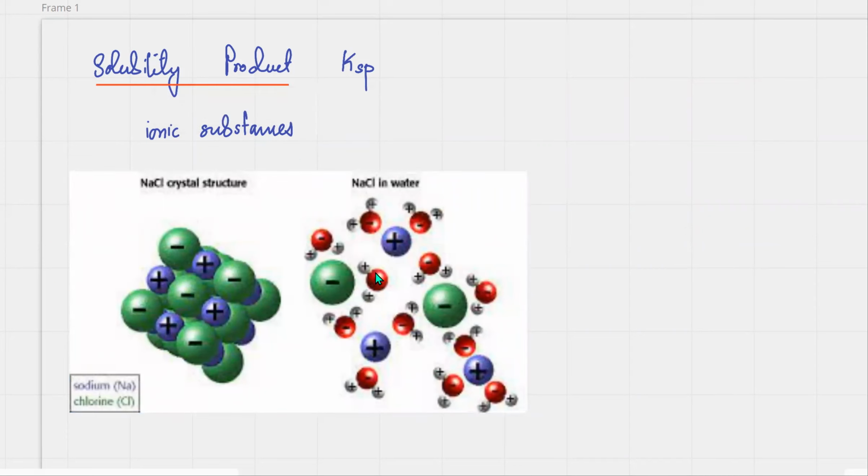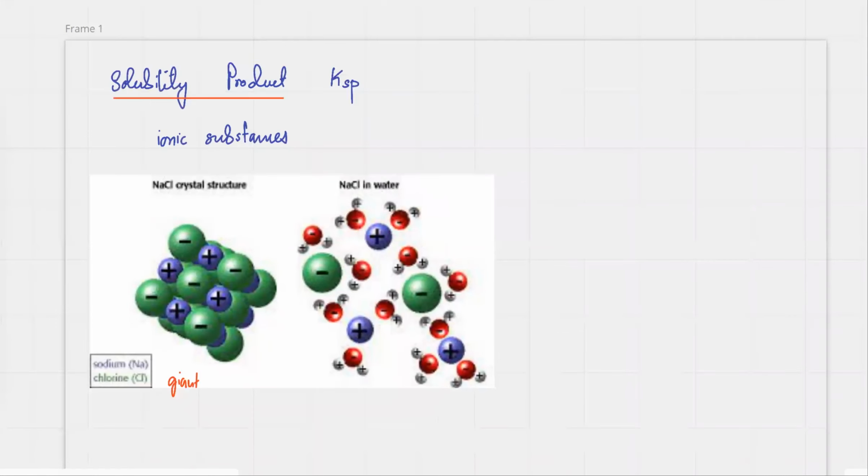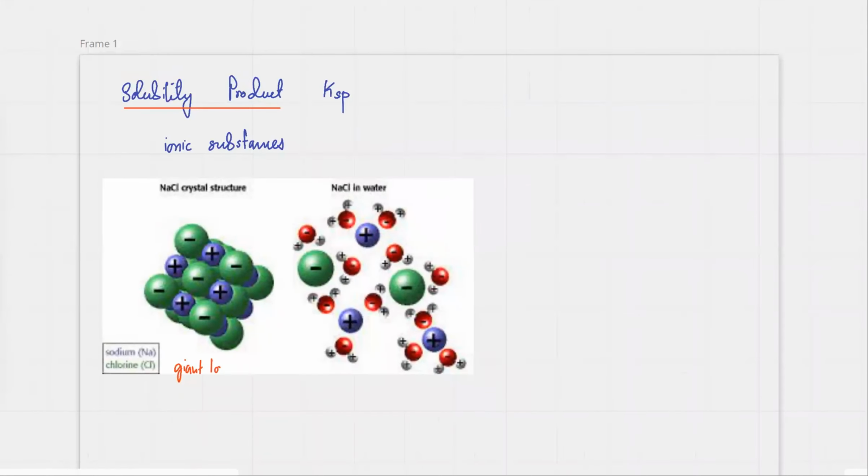So this is what happens when ionic compounds dissolve or mix in water. You've got a bunch of positive and negative ions. It's a crystal structure. It's a giant ionic lattice. So you've got sodium chloride over here, which is obviously a giant ionic lattice. It's a bunch of positive and negative ions all strongly attracted to each other.